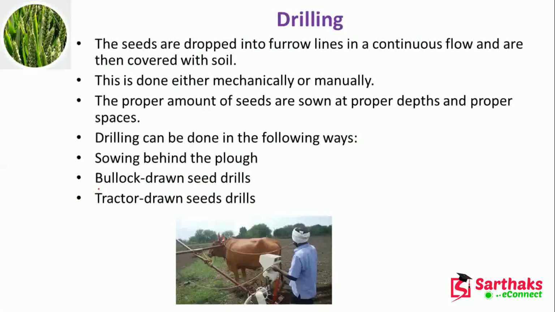Now, the drilling method. Seeds are dropped into furrow lines in a continuous flow and are covered with soil. Why? Because we are waiting for saplings. This is done either mechanically or manually. The proper amount of seed is sown at proper depth and proper spacing, that means the spacing between two lines and the depth required for a particular seed are maintained, and it can be done using the drilling method. Drilling can be done in the following ways: sowing behind the plow, bullock-drawn seed drills, and tractor-drawn seed drills.